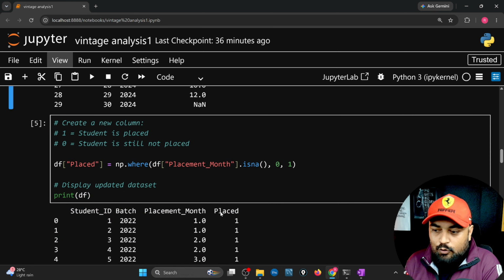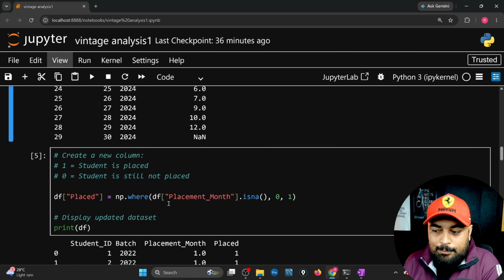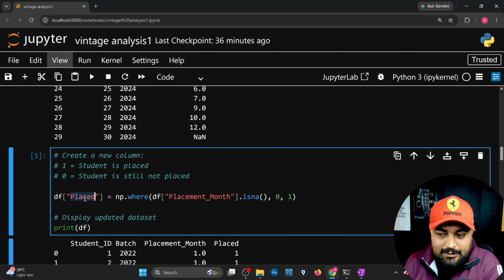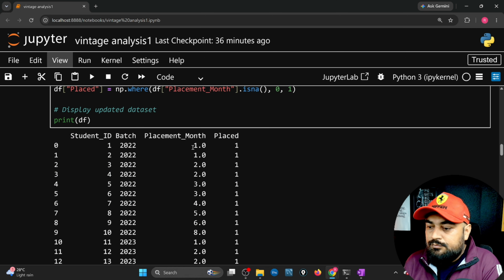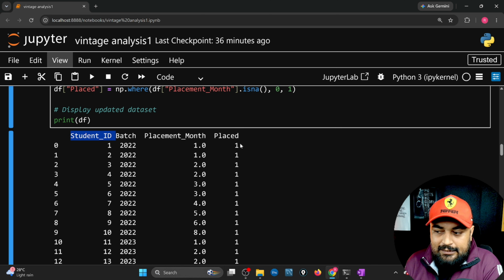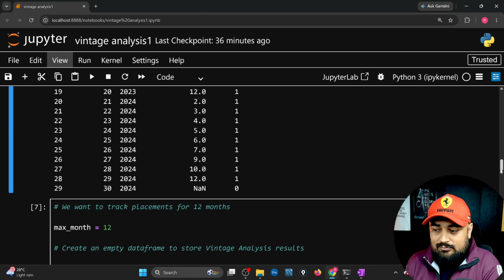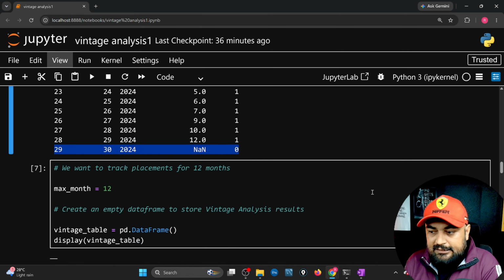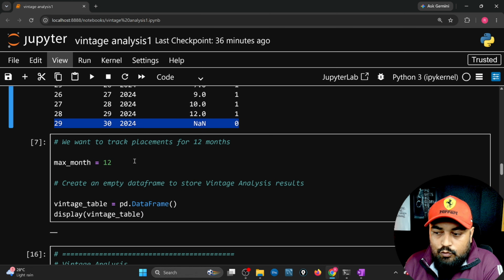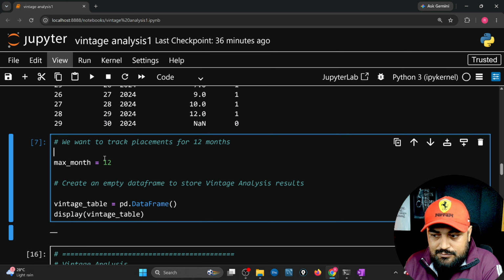Now what I'm doing, I'm just assigning a kind of a trigger or a flag: for those who are placed, give them a new column, placed, and it should be 1 for them. So I just ran this code. You can see student ID 1, and only the last student ID should be 0. Now you have a rough database ready. Student flags are done. Now we want to track placement for the 12 months as we said.